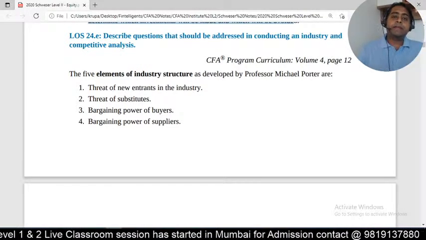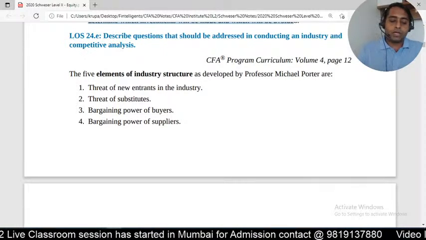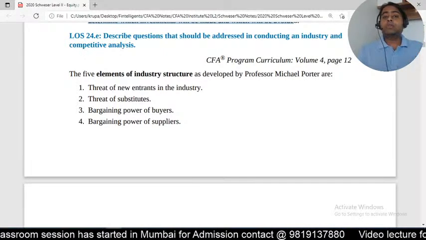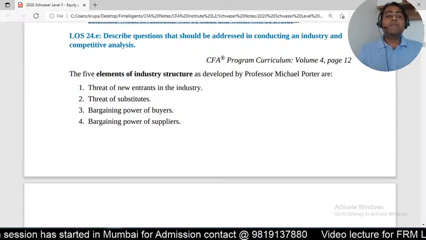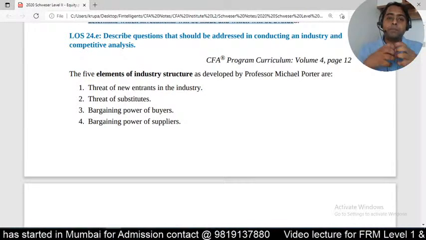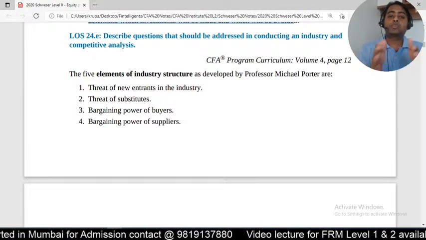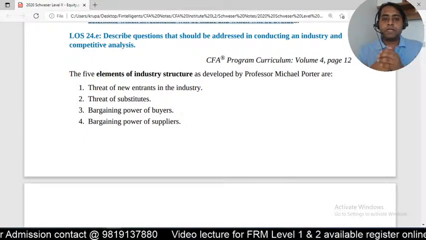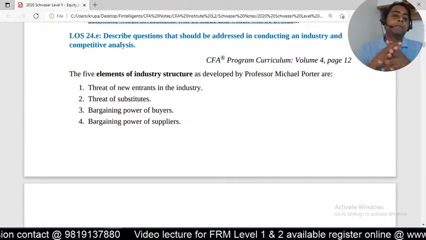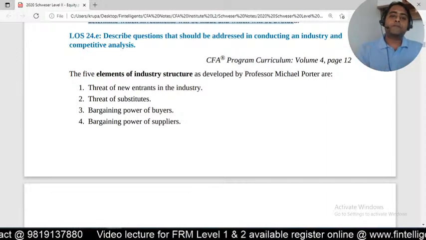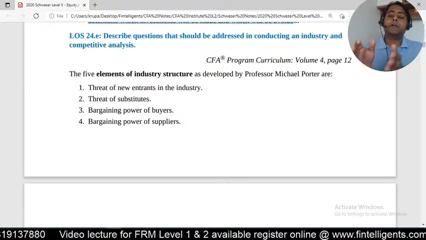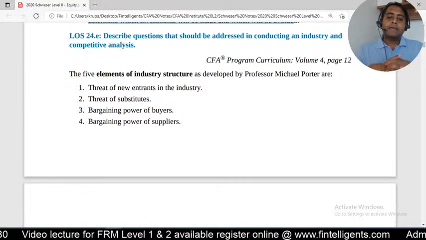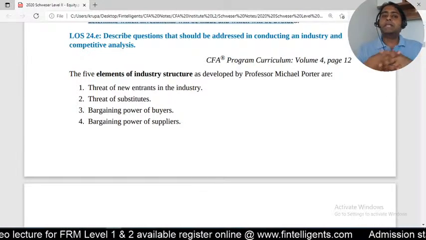Suppose you are in an industry where there is no substitute for your product, then you will enjoy high growth and high profit. But if you are in an industry where your competitors or substitutes are very close to you, for example, Coca-Cola and Pepsi. From a customer perspective, either you will drink Coca-Cola or you will drink Pepsi. There will be a very, very small portion of customers who are loyal only to a particular brand. So if the substitute is very strong, it is bad for you.